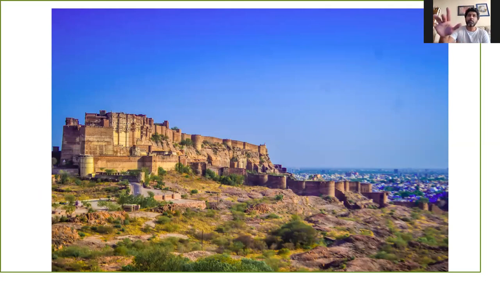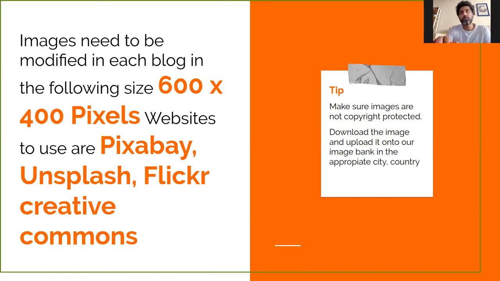Essentially, these are the type of images that we want to be using. So the quality of image is very important. The images need to be modified in each blog to the following size: 600 by 400 pixels. The websites which we can use to download images are Pixabay, Unsplash, and Flickr Creative Commons.